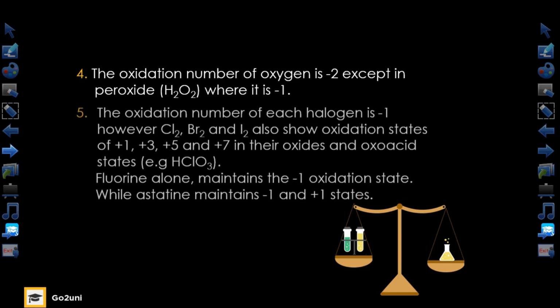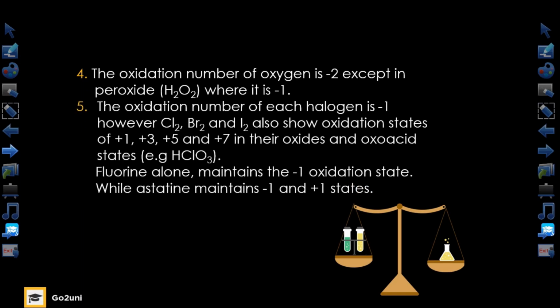The next oxidation number we need to take note of is the oxidation number of halogens. The oxidation number of halogens is normally -1. But there are halogens that are peculiar. Fluorine has an oxidation number of -1 permanently. Astatine has an oxidation number of -1 and +1. That is to say, it exists in these two states.